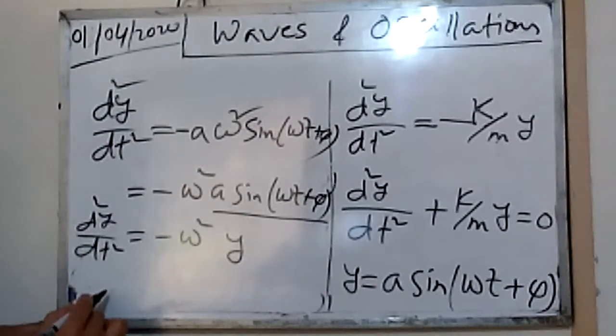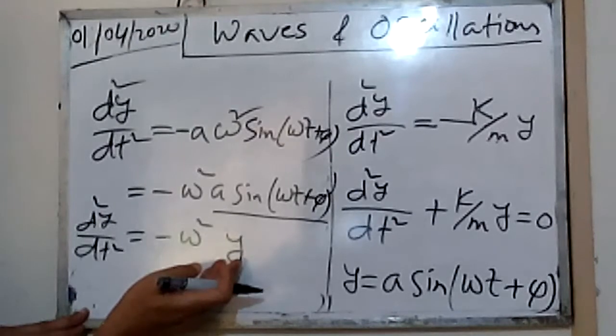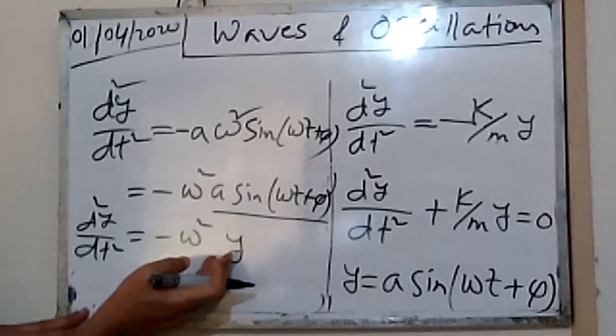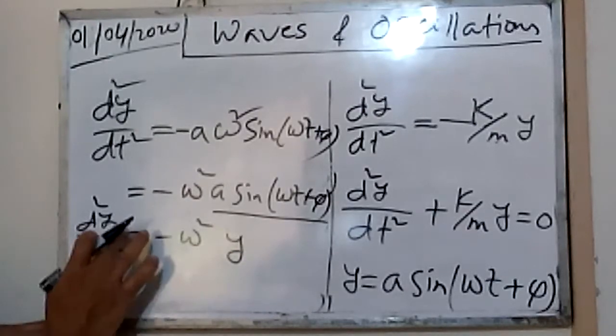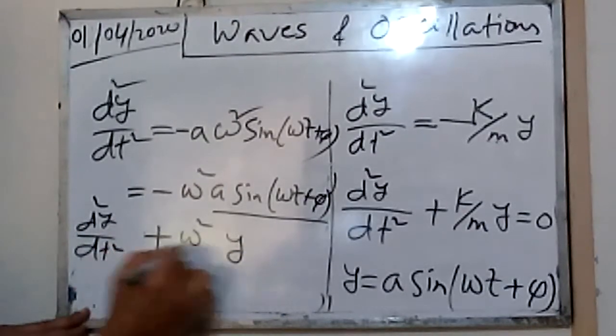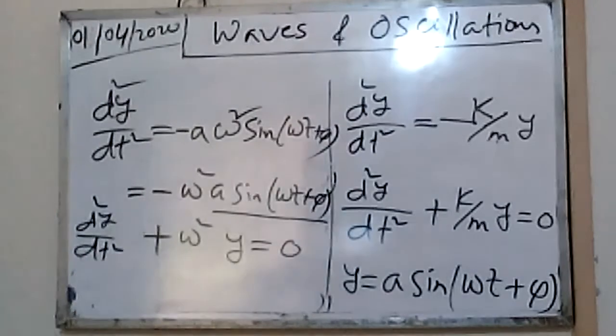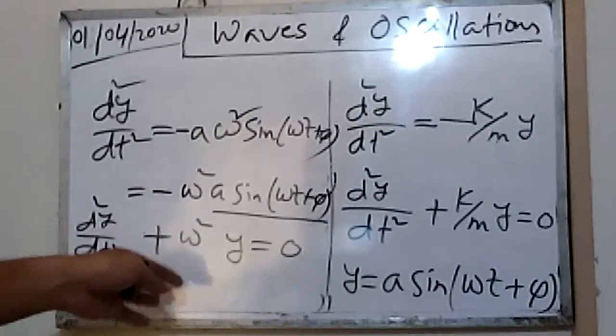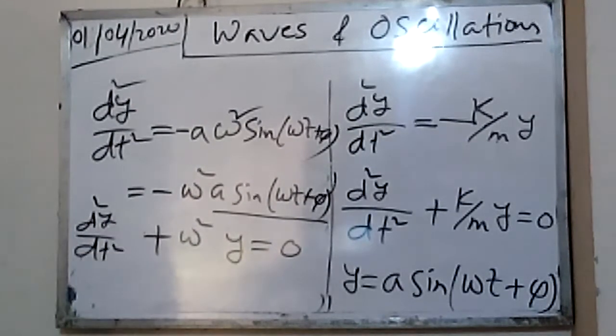So therefore if we lift this term to the left hand side, then we will get plus equal to 0. This is the similar equation that we got some time before.